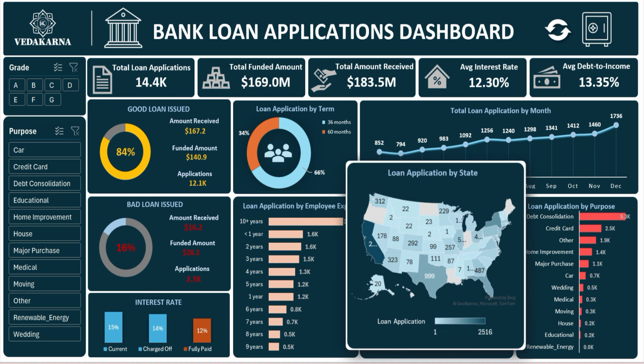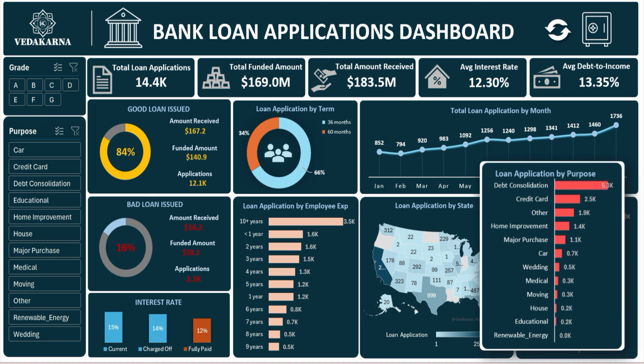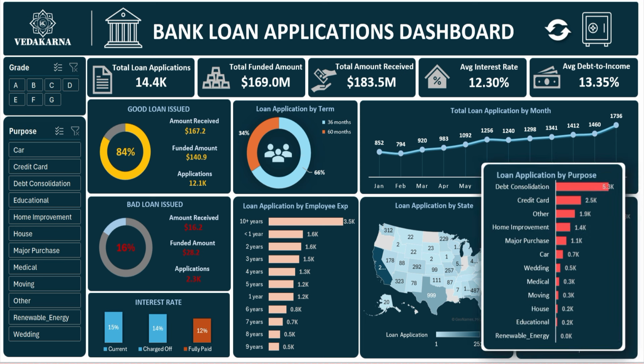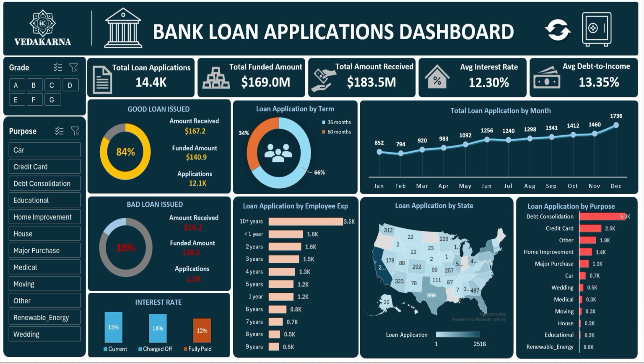Next, a map visualization highlights loan applications by state. On the right, the loan application by purpose chart displays the most common reasons for loan applications. That's an overview of the dashboard. Now let's dive into how to create this dashboard step by step.